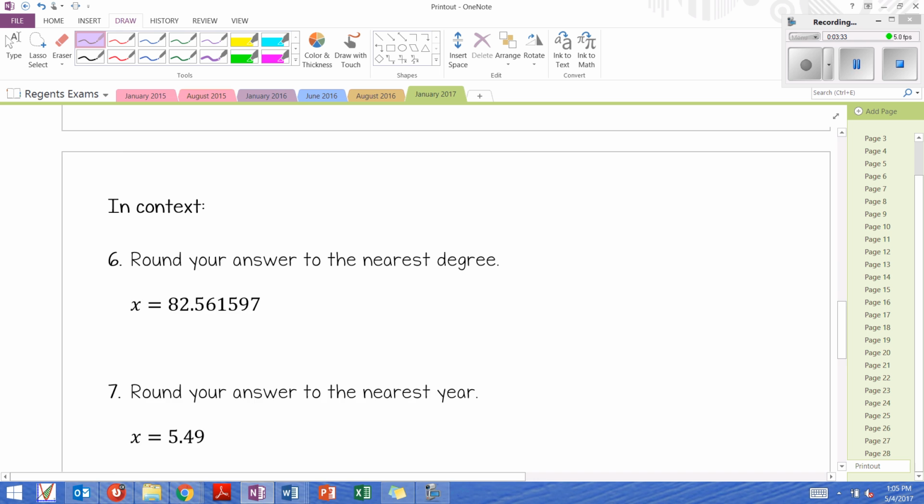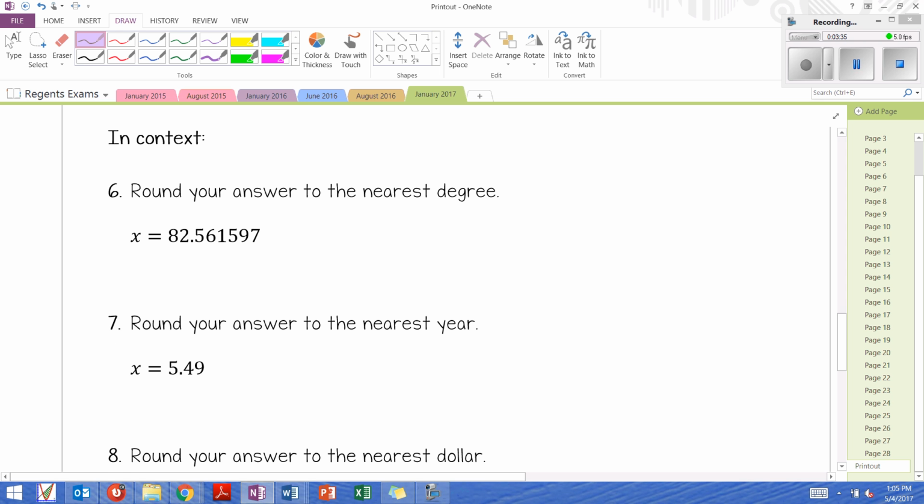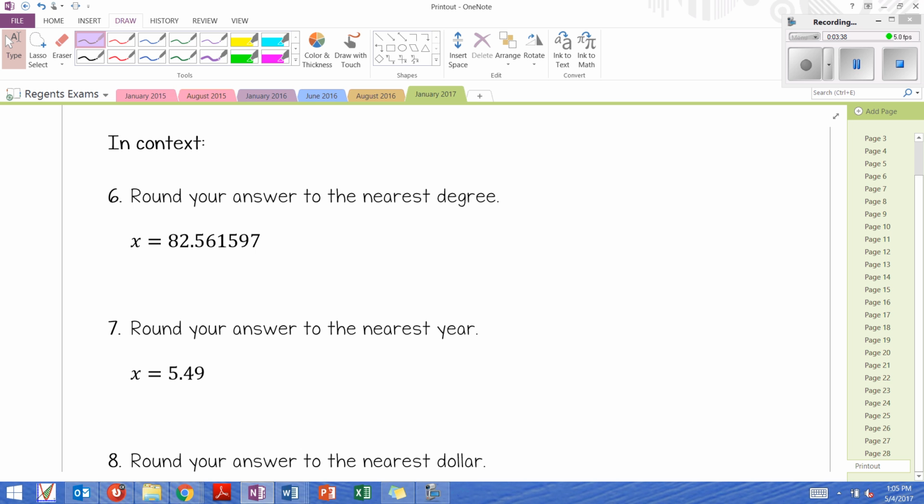If we move into context, let's read about these. Number 6 says round your answer to the nearest degree. A fancy way of saying the nearest degree is, okay, 75 degrees, 32 degrees, and so on. There are no decimals, so get rid of the decimals. Again, we look at the ones place value, and because it's in context, it's important to label it, not just write it out. So 82.5 would become 83 degrees. They didn't say Celsius or Fahrenheit, so we'll just leave it as degrees.